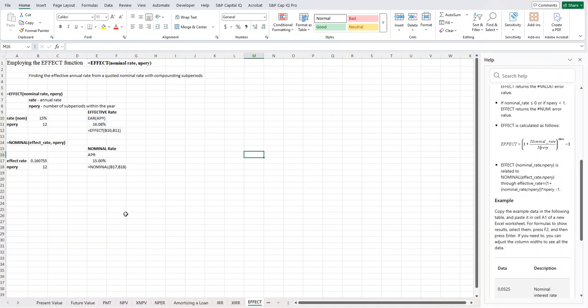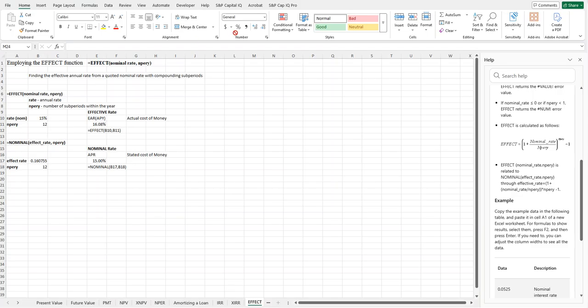So that's the difference between APY and APR. So again, the APY is what banks are actually charging you, and APR is what they're telling you they're charging. So here's the actual charge, actual cost of money, and this is the stated cost of money.